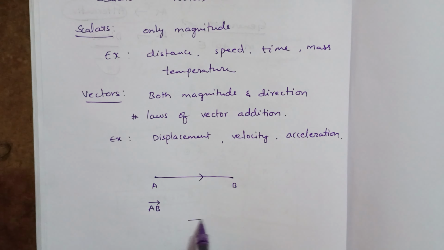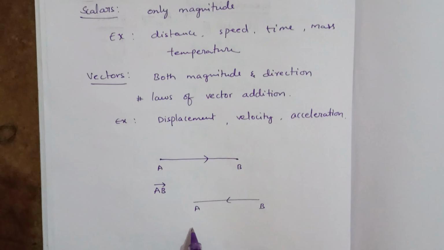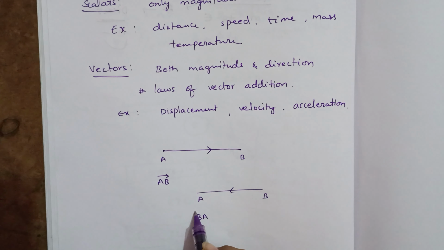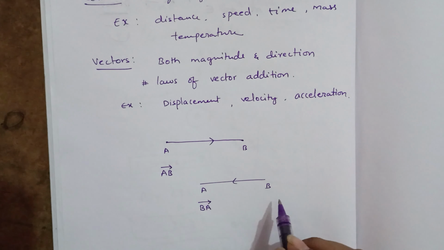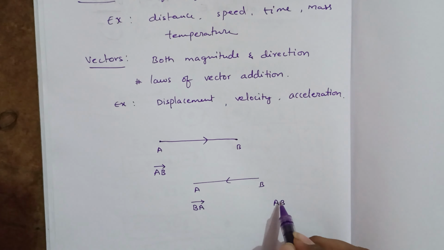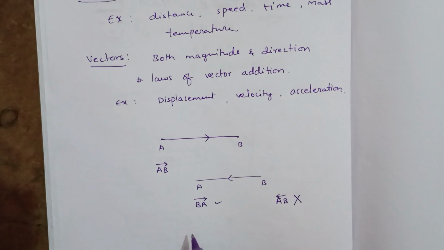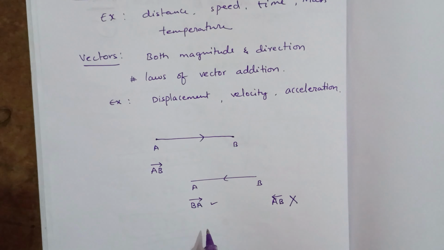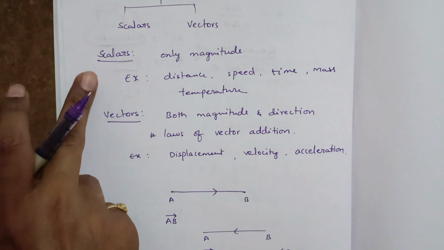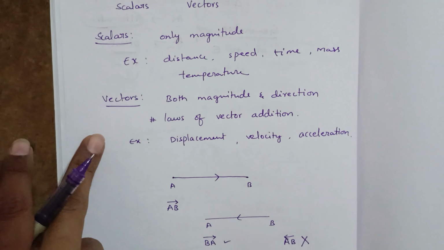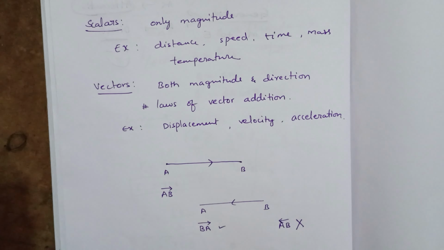If it is moving from B to A, it is also written as BA like this. The arrow should always be shown like this, and not like this. This is absolutely wrong. Always B to A, A to B, based on the direction. Once again, scalars have only magnitude, and vectors have both magnitude and direction, and should obey the law of vector addition.